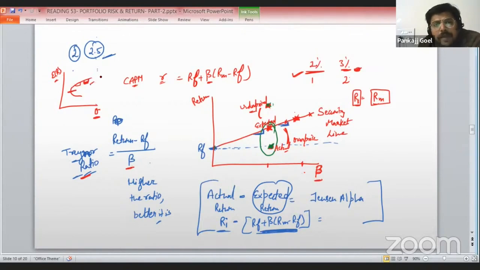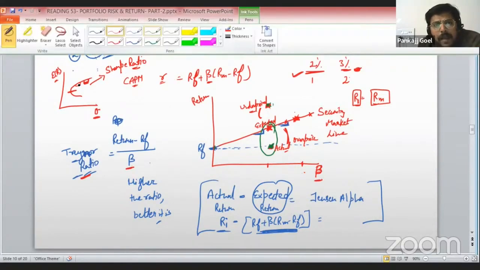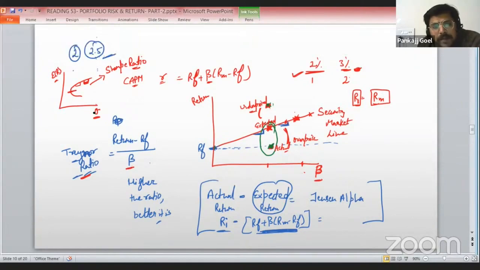So we get a ratio called Sharpe ratio. So what is that Sharpe ratio? If I see, I am saying slope here. Here my x-axis is standard deviation. So return minus risk-free return divided by standard deviation. It will give me the Sharpe ratio.